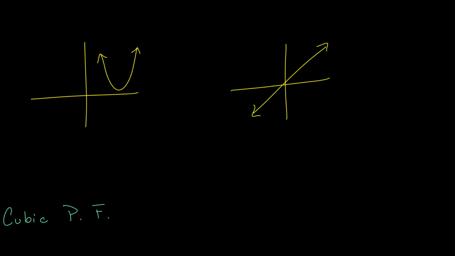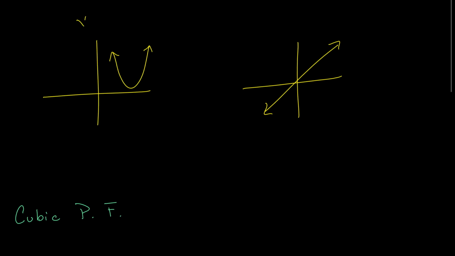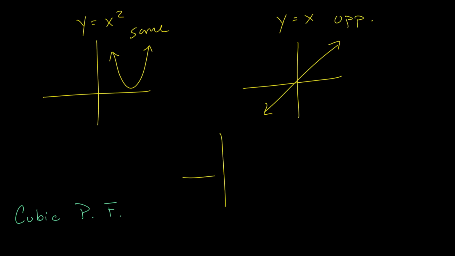If I'm going to the left, which way am I ending? Down. If I'm going to the right, which way am I ending? So quadratics had the same end behavior. Linear had opposite end behavior. And cubics have same or opposite? Opposite end behavior. Does anyone see the pattern?